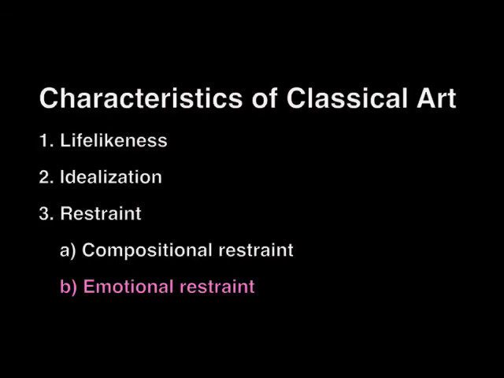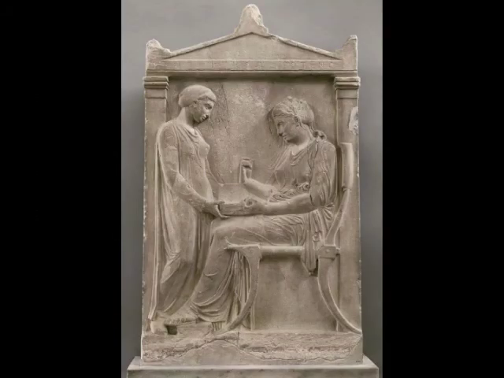Emotional restraint is evident when the figures are not involved in any highly dramatic thoughts or actions. Hegeso is merely looking at a piece of jewelry. Emotional restraint is also about creating a scene to which the viewer reacts calmly. It may make us feel sad seeing an image of someone who has died, but this grave marker is not supposed to make us weep. To the ancient Greeks, this image of Hegeso was quiet and soothing.